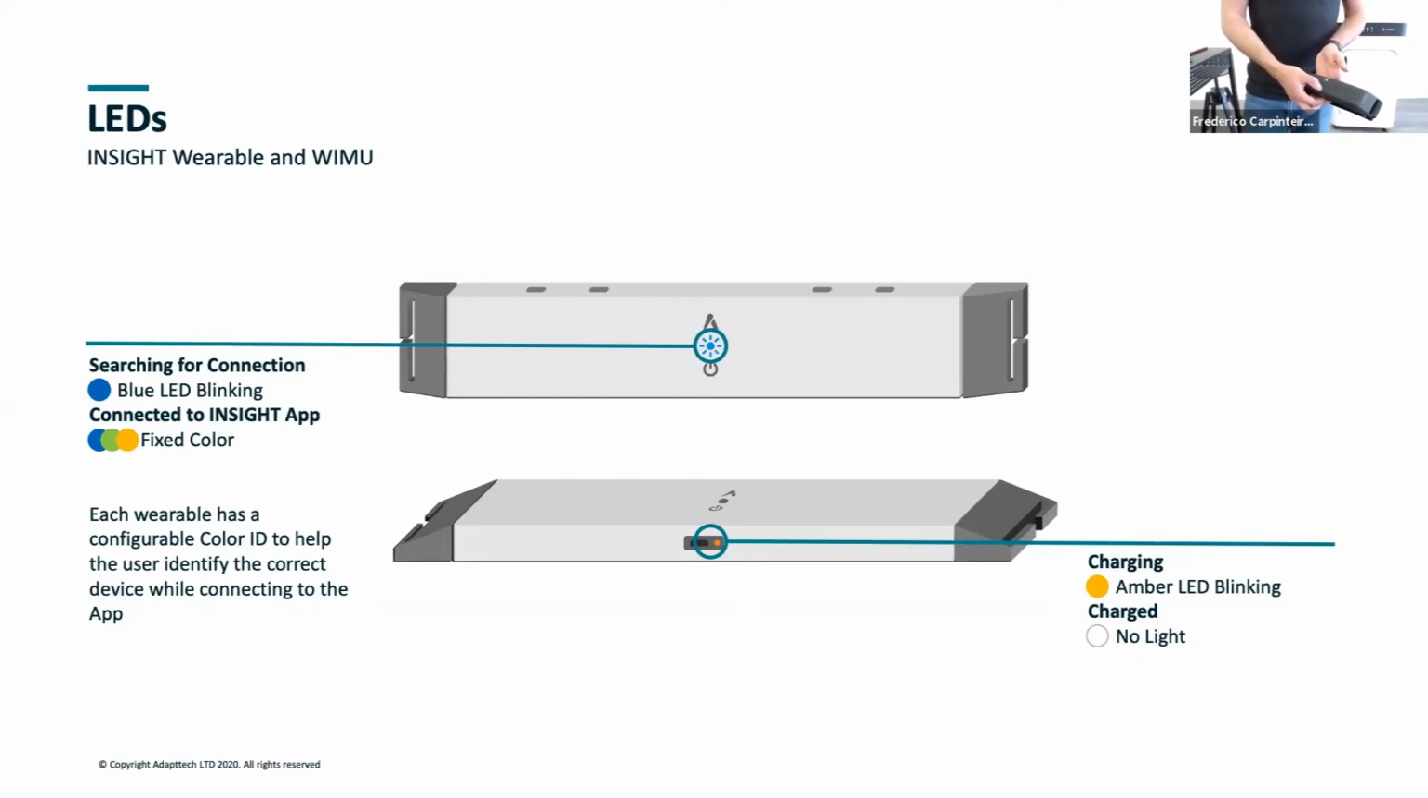To turn it off, you just press again until the light turns off. The charging is micro USB, very simple. You plug it in. If it's charging, an amber light will turn on. If it's charged, it will turn off. Next slide.